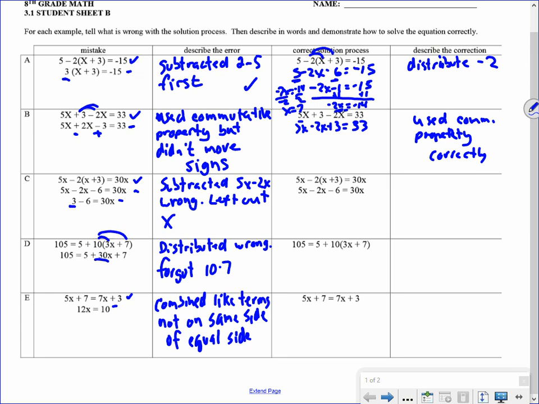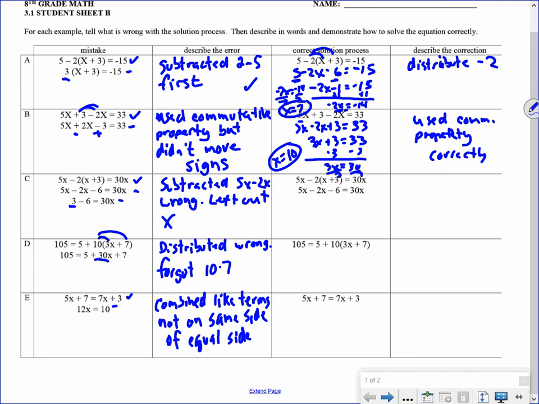Now I can combine like terms to get my 3x plus 3 equals 33. And then I got to do what? Subtract 3 to both sides. 3x equals 30. And then if I divide by 3, x is 10. Right? Because 30 divided by 3 is 10. So how many people got 7 and 10 in the first two? Okay. Every group. Okay, good.